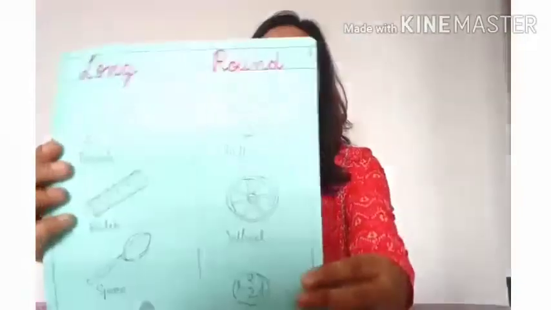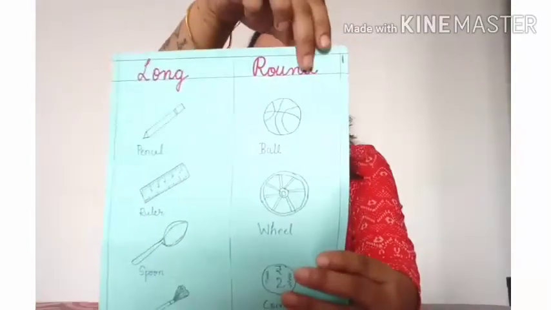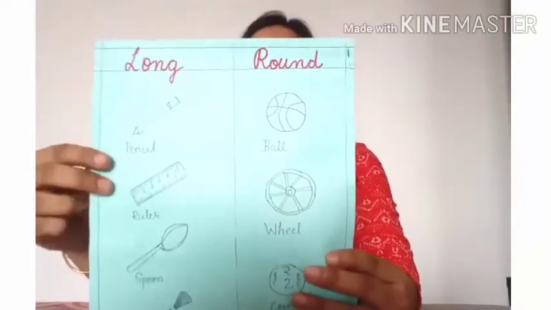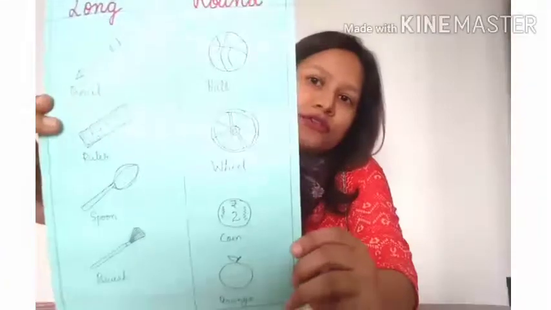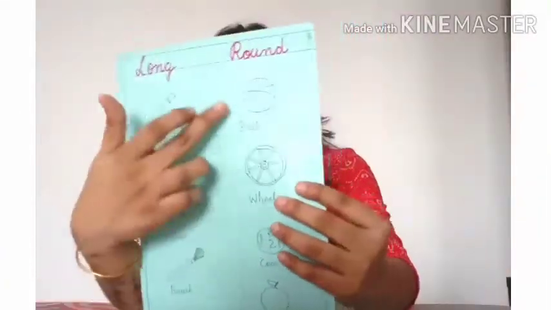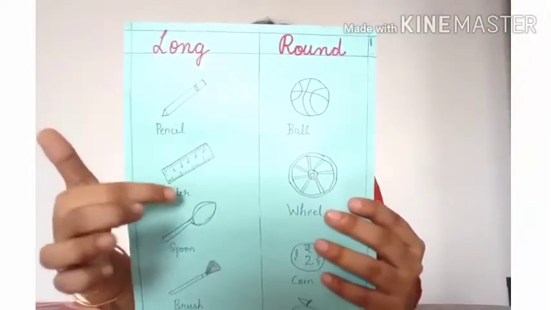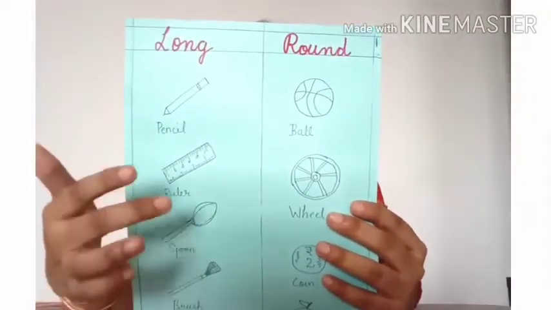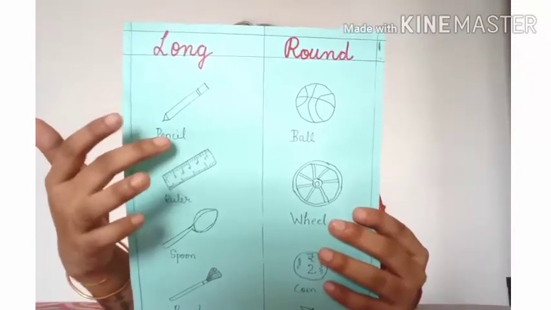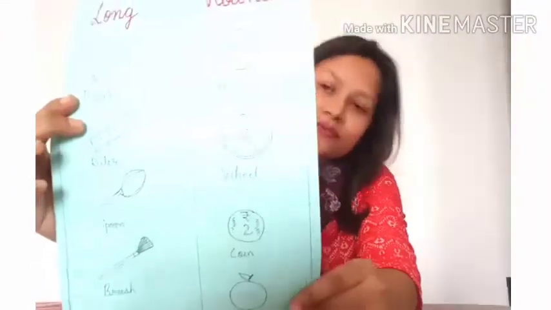Children, you have to draw this type of pictures. One side you have to write long, one side you have to write round. You have to draw the pictures of the objects which are long and the pictures of the objects which are round, and also write the spellings of each object. Spellings you have to form your own. In this way you can learn the spellings of each object.